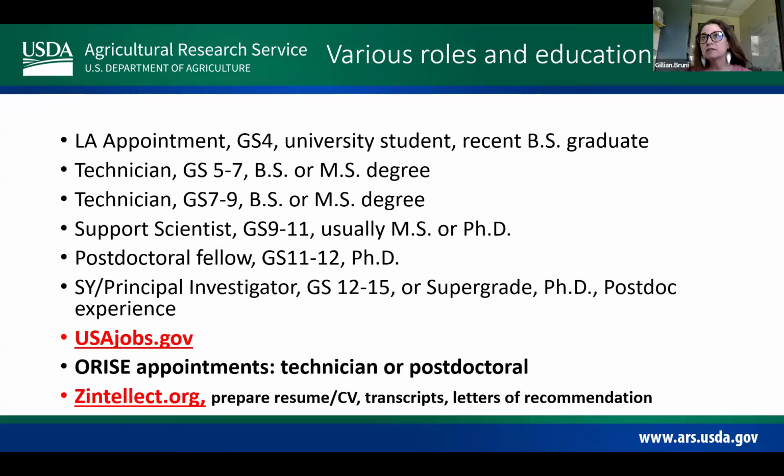And then the next level is support scientist that pays at GS 9 to 11. Usually need a master's or a PhD for these roles. Although I know one exceptional person with a bachelor's degree who was hired as a support scientist. She is really good. And then postdoctoral fellows, GS 11 to 12, you need a PhD for these. And then SY, principal investigator, research, X, Y, and Z. This is my position. And these pay anywhere from GS 12 to 15 or even super grade, depending on where you're at in your career. And this requires a PhD and usually postdoc experience as well.